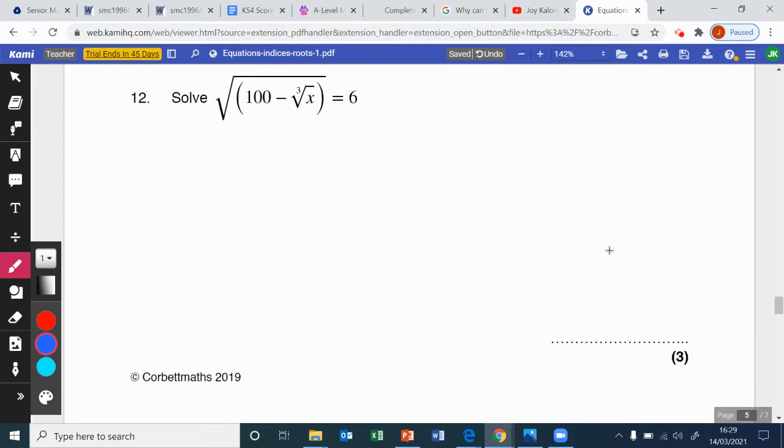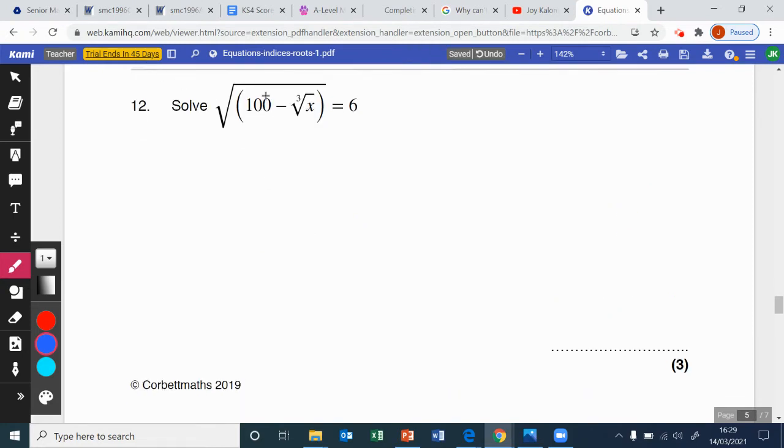Let's move on. Next, we have the square root of 100 minus the cube root of x equals 6. Looks complicated, but all we've got to do is just unpick everything, guys. So we've got this big square root to deal with. We deal with that by squaring both sides. So we have 100 minus the cube root of x is equal to 6 squared. Squaring both sides, simplifying, that's 100 minus the cube root of x is equal to 36.